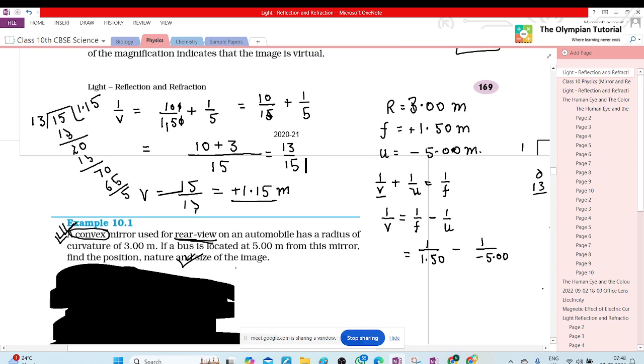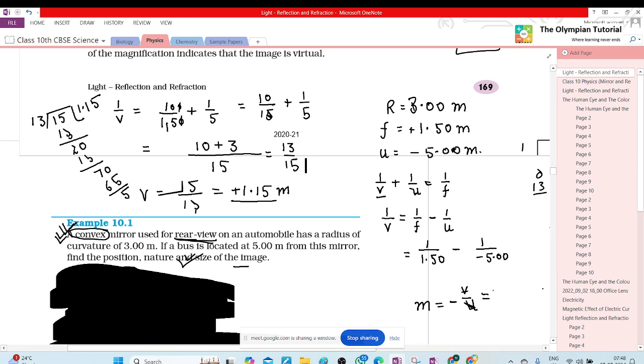Size of the image they are asking. They mention it in the question, right? Yes, they mentioned. Magnification is minus V by U. Yes, ma'am. Ma'am, I'm asking just for the value itself, but the same value with two different mirrors, it will be magnified or diminished. Yes, so it's not based on the value, sometimes it's based on the type of mirror. Means in case of concave mirror, it will be magnified.